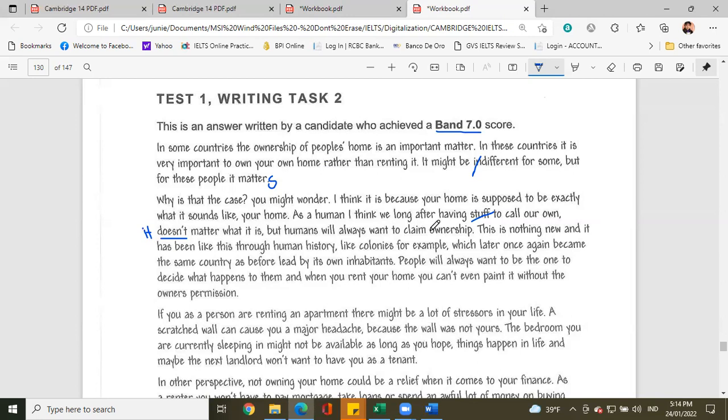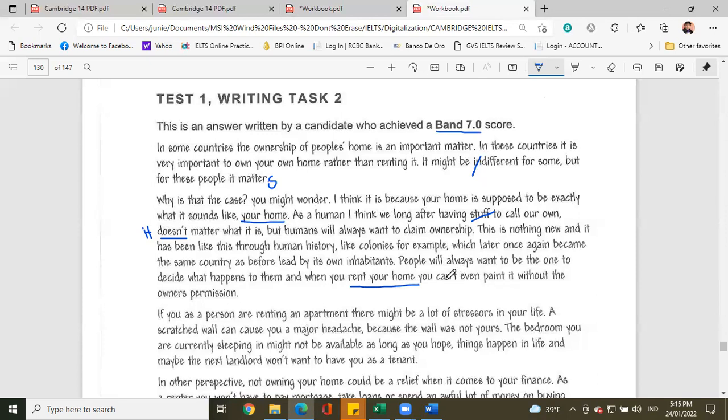But humans will always want to claim ownership. This is nothing new, and it has been like this through human history. Like colonies, for example, which later, once again, became the same country as before, led by its own inhabitants. People will always want to be the one to decide what happens to them. And when you rent your home, ayun, at least pinasok na niya yung, diniscuss niya yung advantage of owning your home, tinuloy niya into the negative of renting a home.